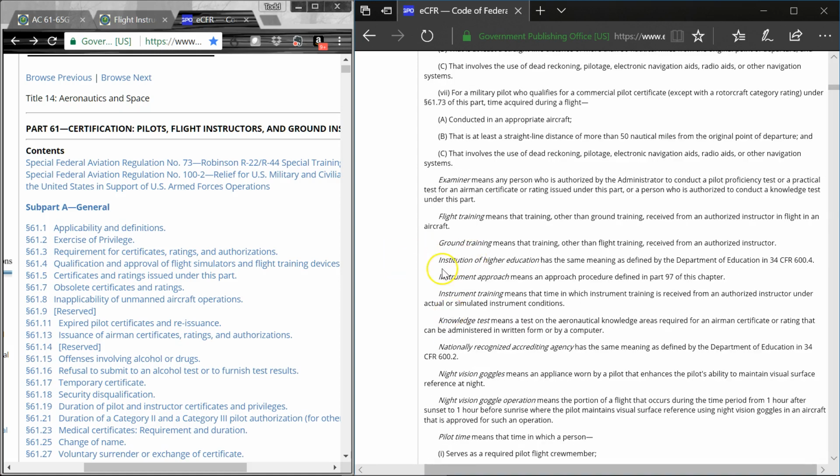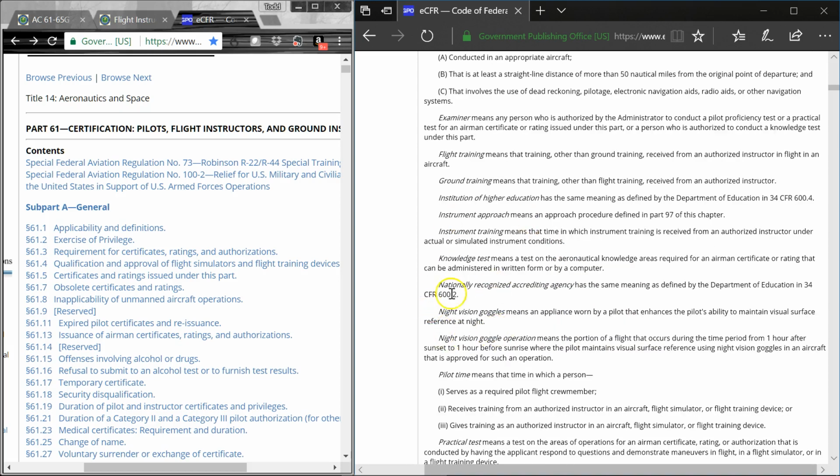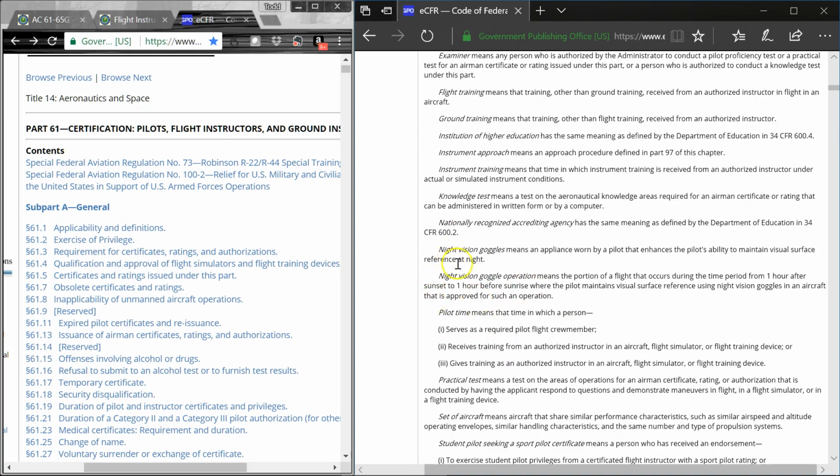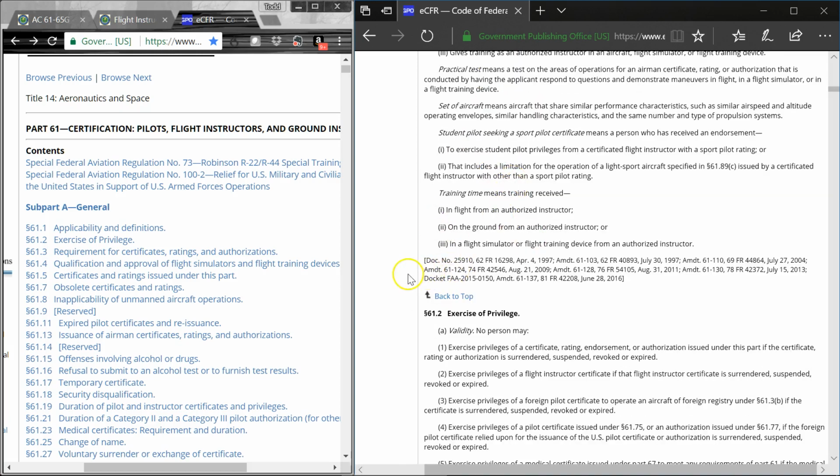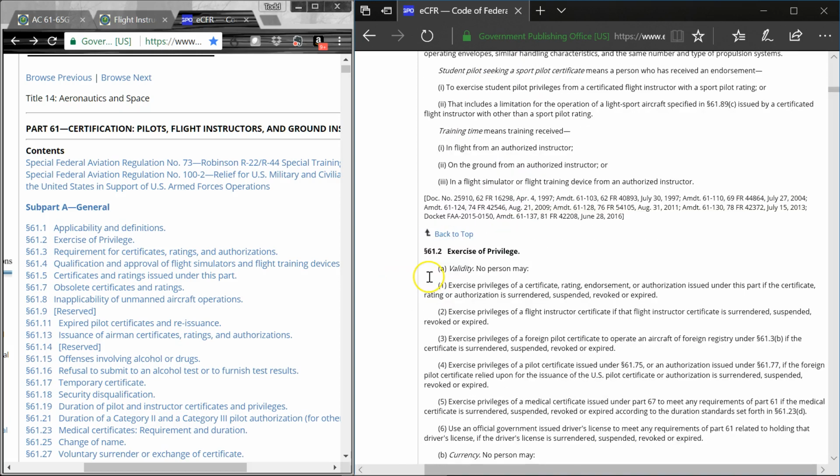So anytime that you have a definition, you always go to Part 1 first. If you can't find it in Part 1, and you have a question about something involved in Part 61, you'd go to the definitions of Part 61, and it has the same for Part 91 as well. Everything is in here. Like, if I grab ground training, what does that mean? Well, that's anything other than flight training. So this is where you would go to find all the regs. And of course, if I scroll down through here, you can see there's a lot of extra material, but we only need to know just those couple things.